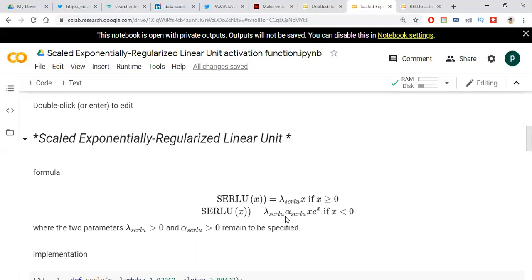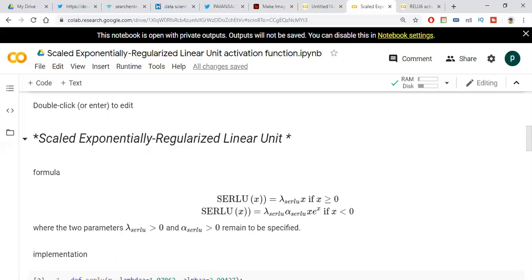If you want to know about ELU, please open my channel and see the video about ELU. In ELU, e power x minus 1 will be there. Normally the regularization range is 0 to 1. If you do normalization with regularization with ELU, there is no use, because there is no change since minus 1 is present. Due to this, regularization is not there in ELU.